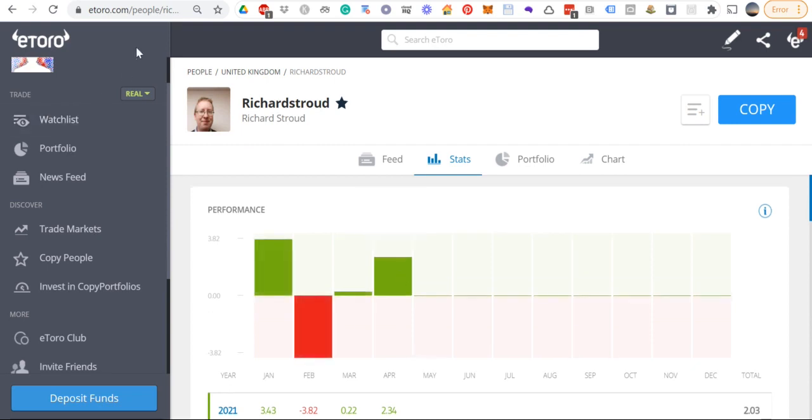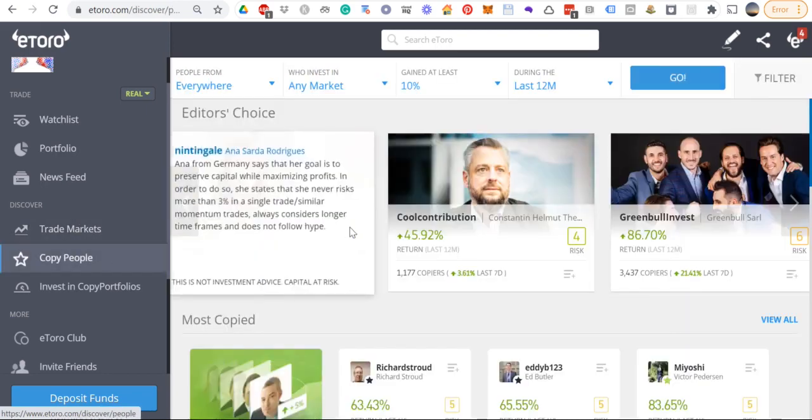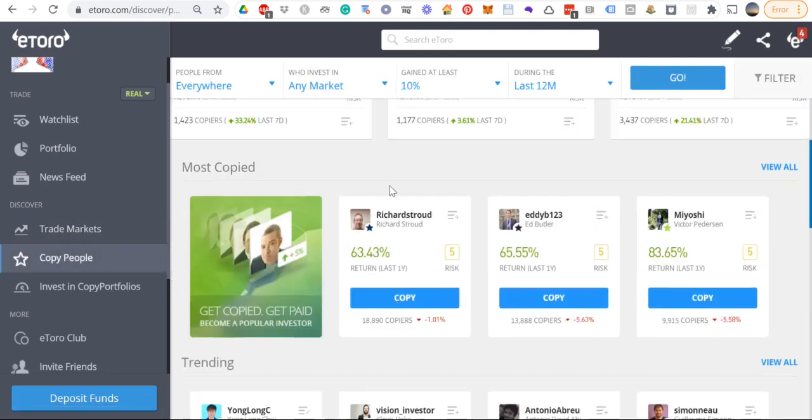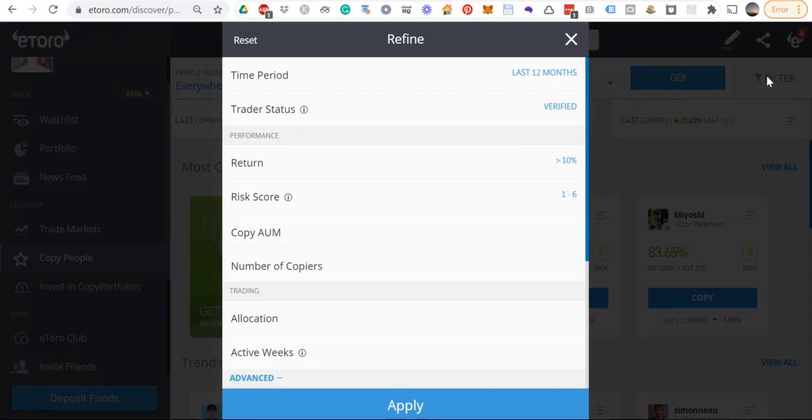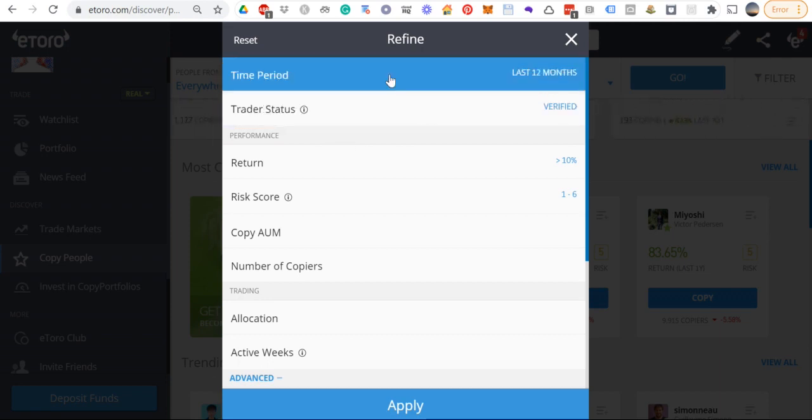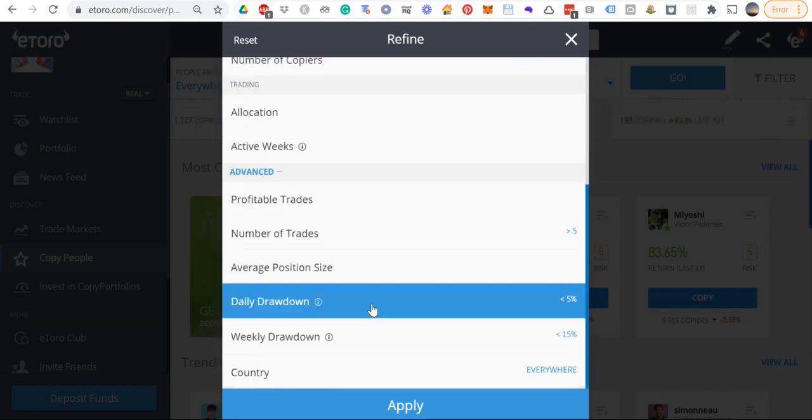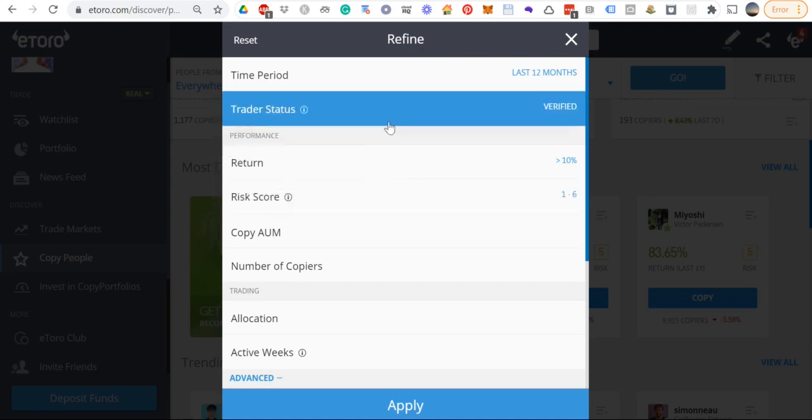So yeah, that's the kind of process really. Yeah, so just very briefly then, I'm just going to go over the filter. As well as looking at those, do view all there and get a few people in watch lists. You can fine tune using the filter.